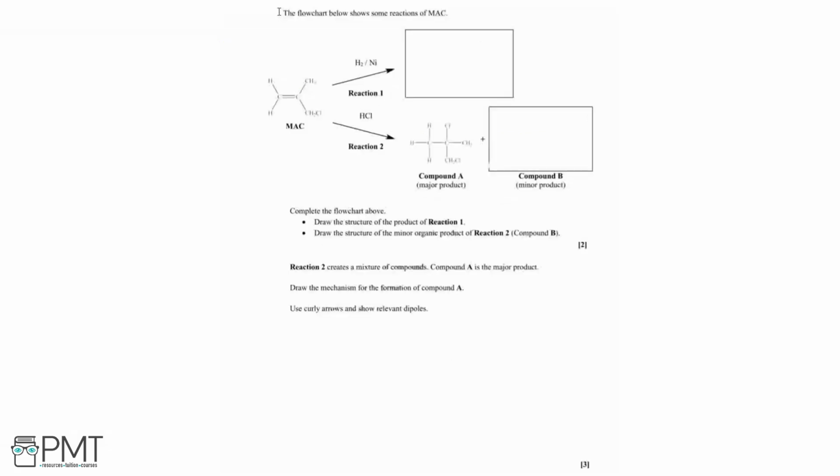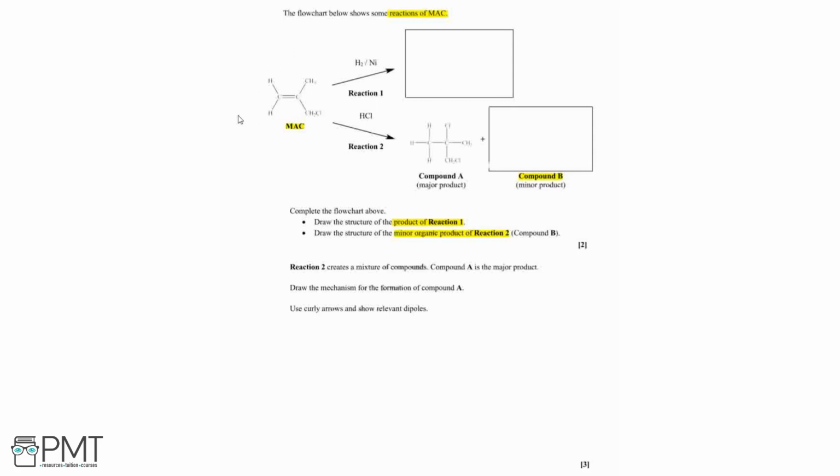The flowchart below shows some of the reactions of MAC, which is this compound here. And we need to complete this flowchart by drawing the structure of the product of reaction 1 and the structure of the minor organic product of reaction 2, which is compound B overall. So let's start with the product from reaction 1.